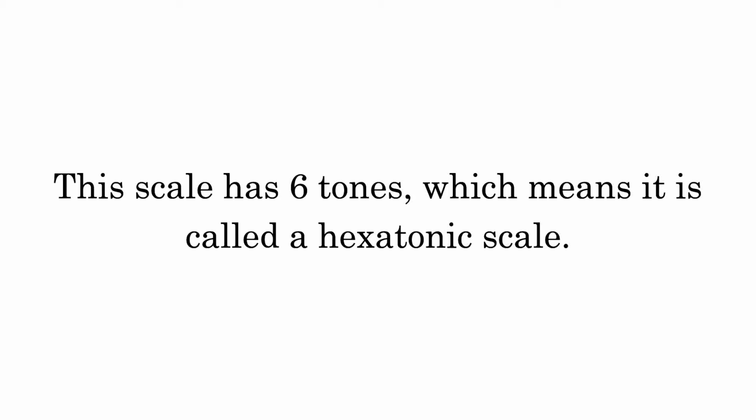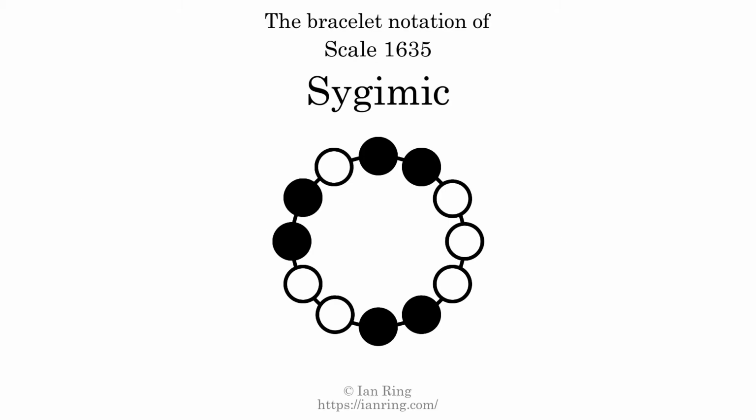This scale has 6 tones, which means it is called a hexatonic scale. This is a bracelet notation diagram of scale 1635. The shaded circles represent tones that appear in the scale, and they are read clockwise, starting at the top.